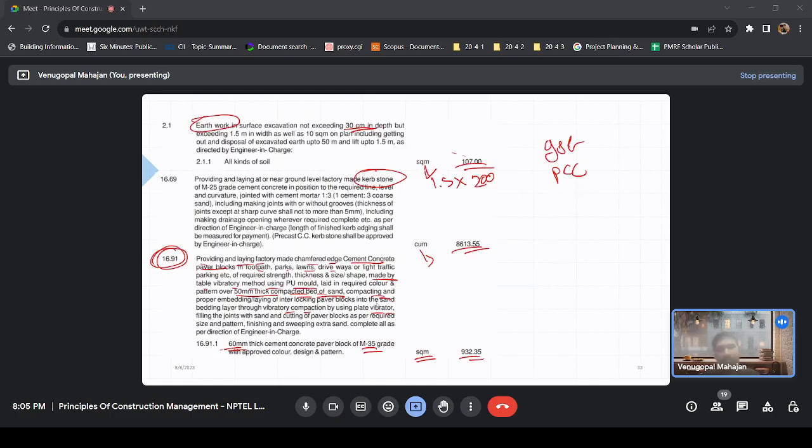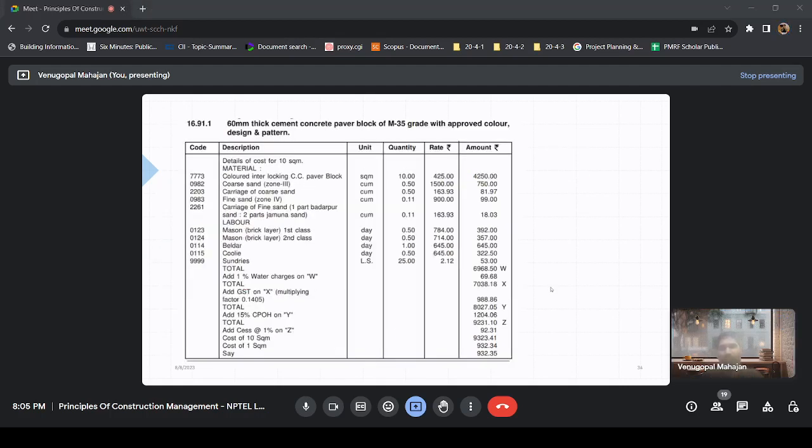So you have got all these three values, and similarly you can calculate for GSB and PCC, and you can calculate the total, right? Yes, sir. Okay. This is one example of rate analysis.